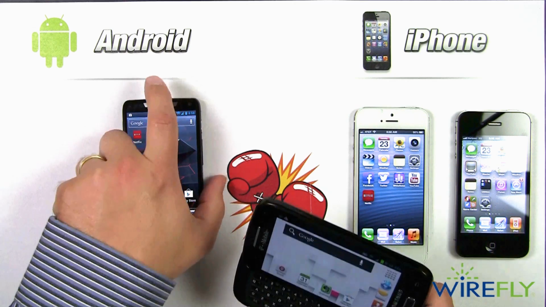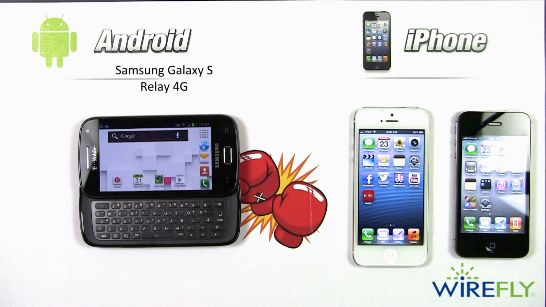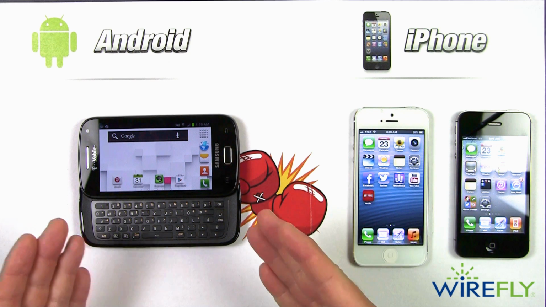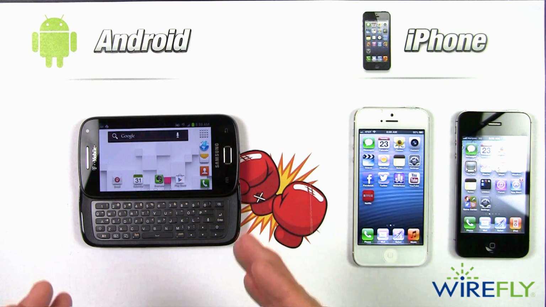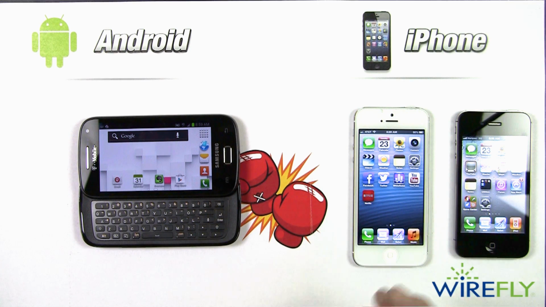And the last Android smartphone I'll show you is the Samsung Galaxy S Relay 4G for T-Mobile. Now, as you can see, there's an obvious advantage to this phone. It has a full slide-out 5-row QWERTY keyboard on an Android phone. So if you're somebody that likes a real keyboard versus a virtual keyboard, the Galaxy S Relay 4G gives you another design advantage for Android phones versus iPhones.